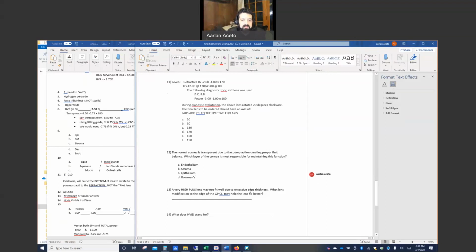A high plus lens may not fit well. With a high minus, the lid will close over it, and then it'll pick up on that ledge. So we essentially do the equivalent of a roll and polish.